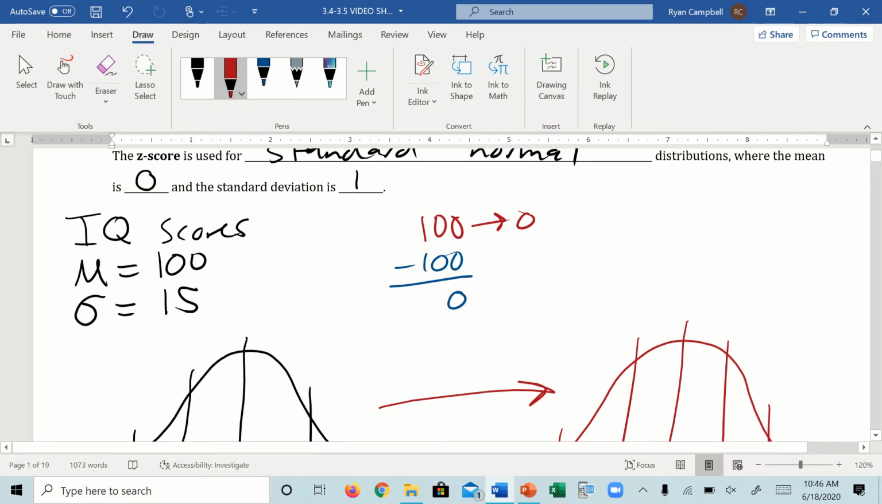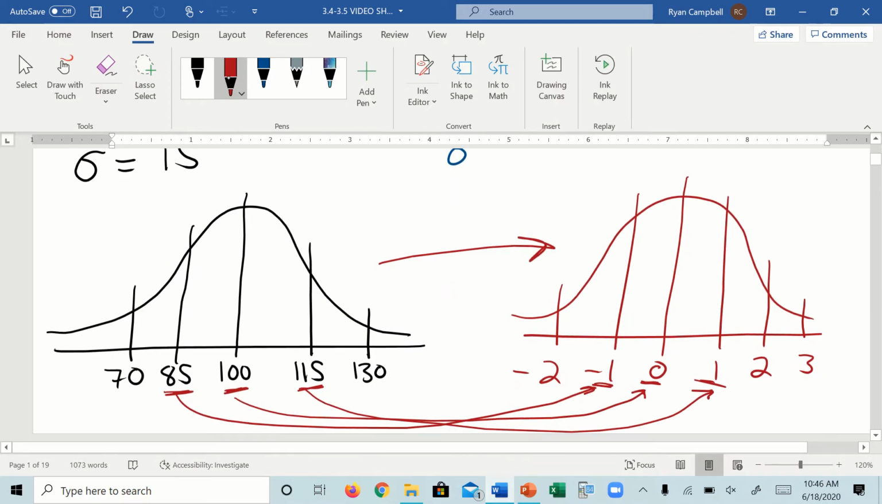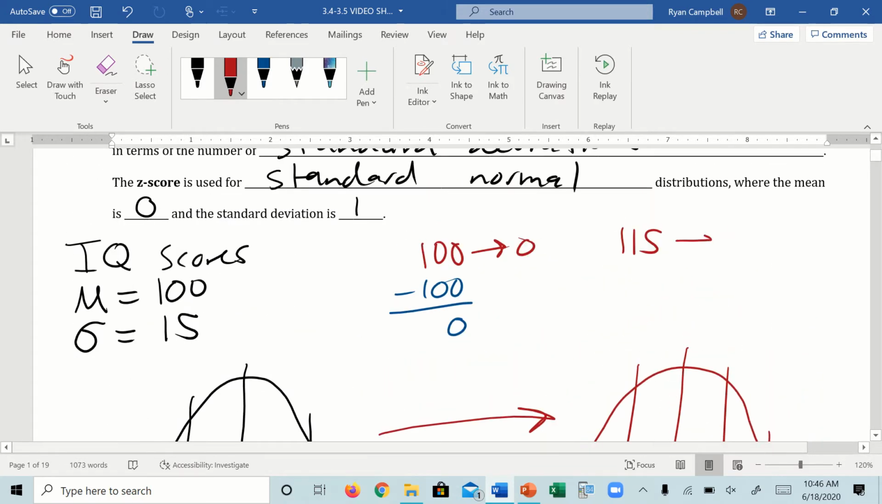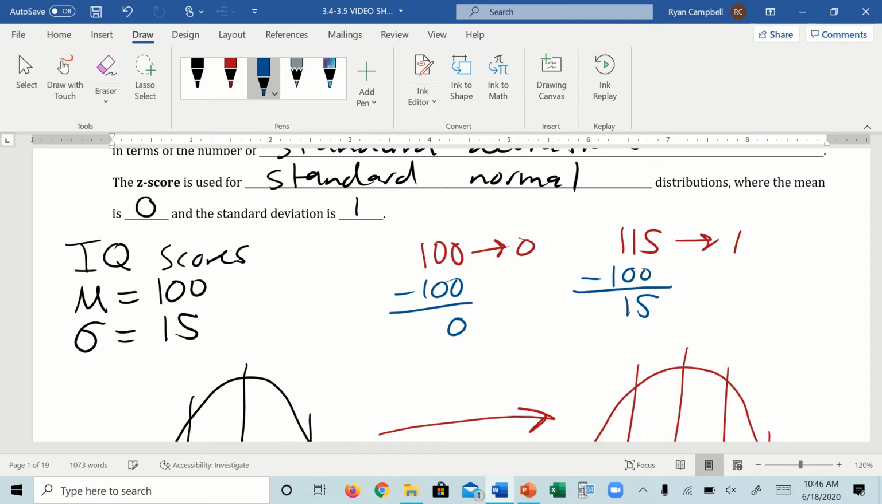So let's try it with the other one. So 115, right? We said 115 needs to go to 1, right? Because it's one standard deviation above. So if we subtract 100, we end up with 15. Ooh, that is not 1. Okay, so what else could we do to turn 15 into 1?